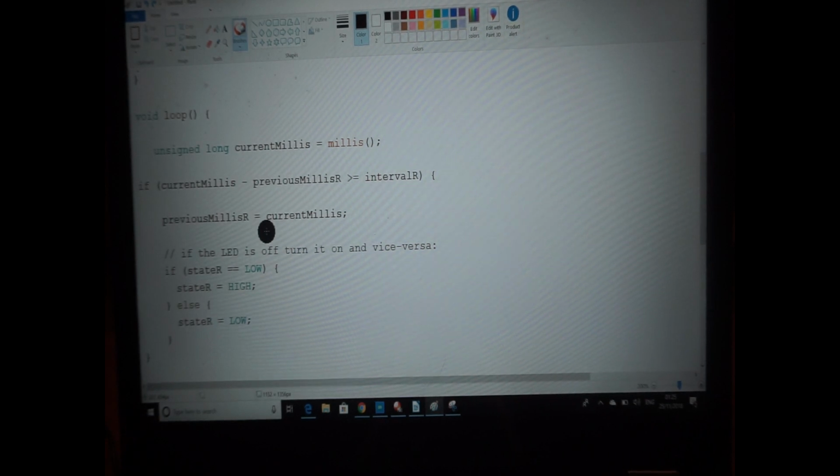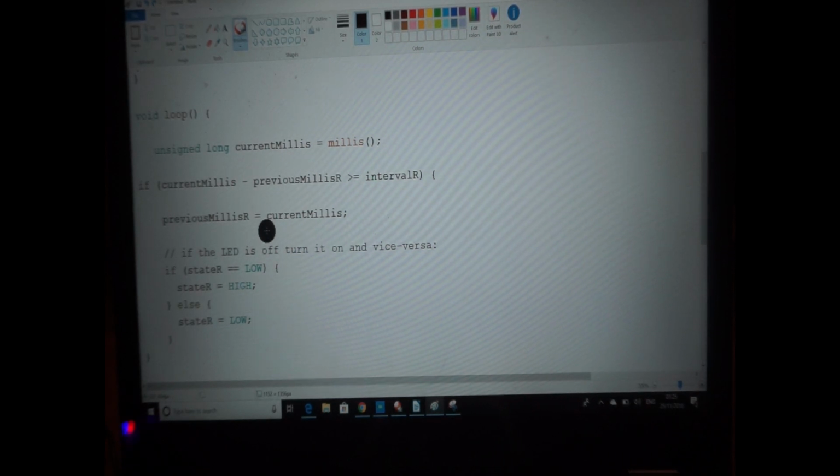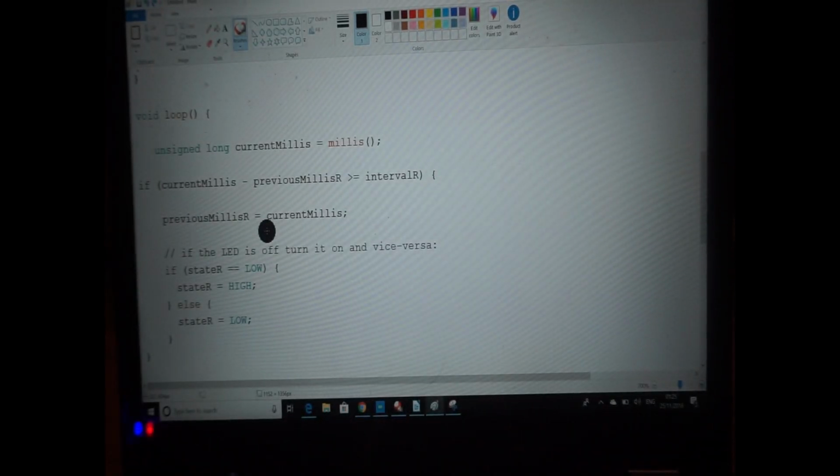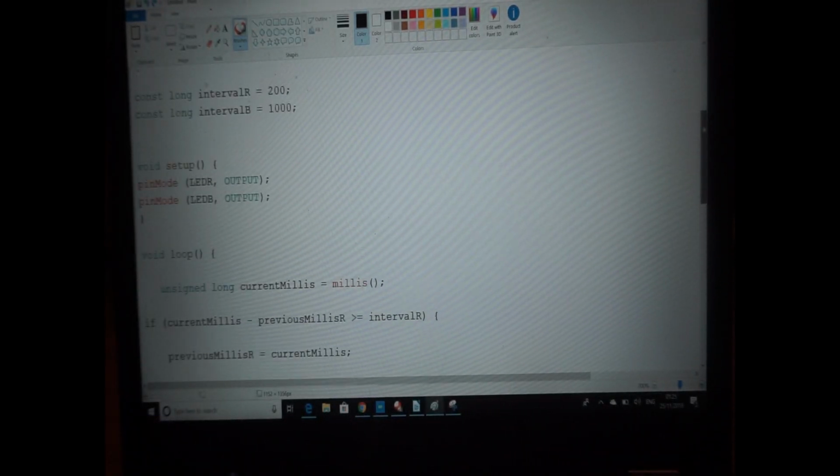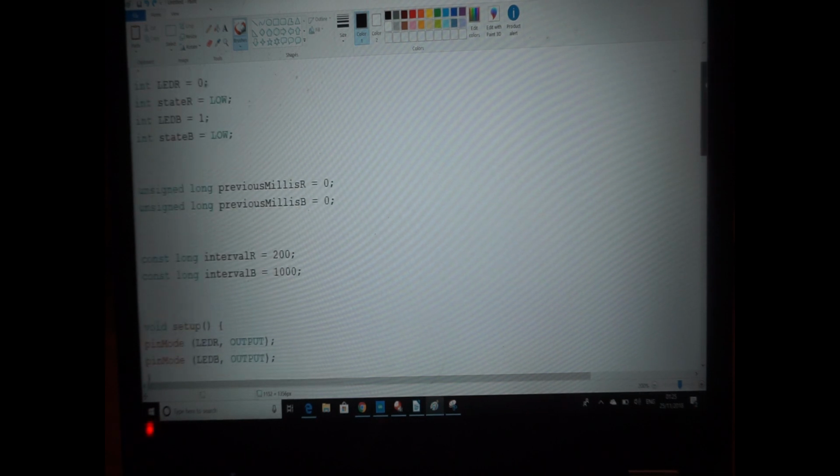Okay. First thing we're going to do, we're going to make this little project here. It's 2 LEDs, one red, one blue. Red flashes every 200 milliseconds, blue every second, so every 1000 milliseconds. This is our code. We're going to go to the top.